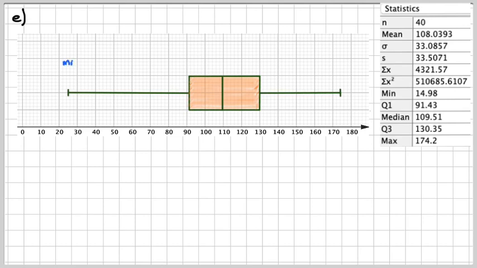So we'll just recap. This is the min value. You don't normally write these things on the box and whisker plot. This is Q1. This is Q2, which is the median. This is Q3, and this is the max. But like I say, these things in blue here, you don't normally write on.